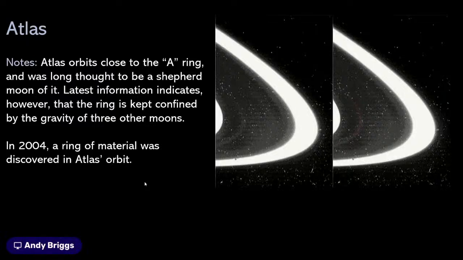But in that case, how did it get that? If it's not picking up material like a shepherd moon does, how does it actually get that ridge around its equator? Well, something that Cassini discovered in 2004 was a ring of material that is actually within the orbit of Atlas. And this is the material that Atlas has swept up and has formed that ridge around its equator. That answers the question. So there you are.